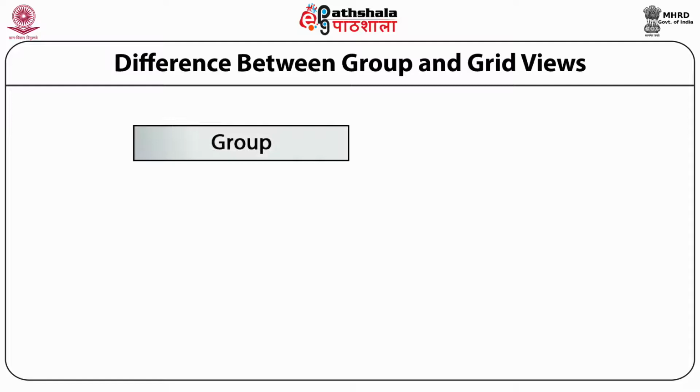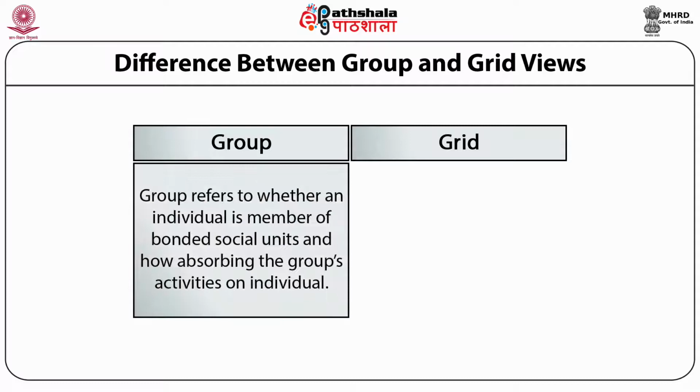Mary Douglas says that a group refers to whether an individual is a member of a bonded social unit and how absorbing the group's activities are on the individual. I belong to a social group, you belong to a social group, and we are all individual members of that particular group. And these various social units make us bonded, and we absorb all these things individually because of the collective force.